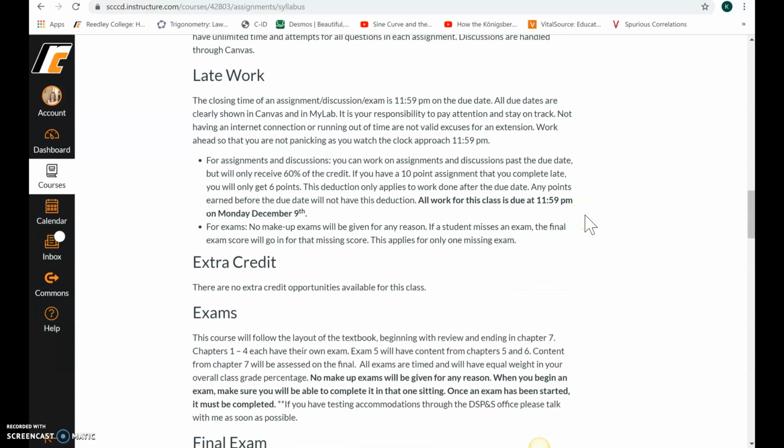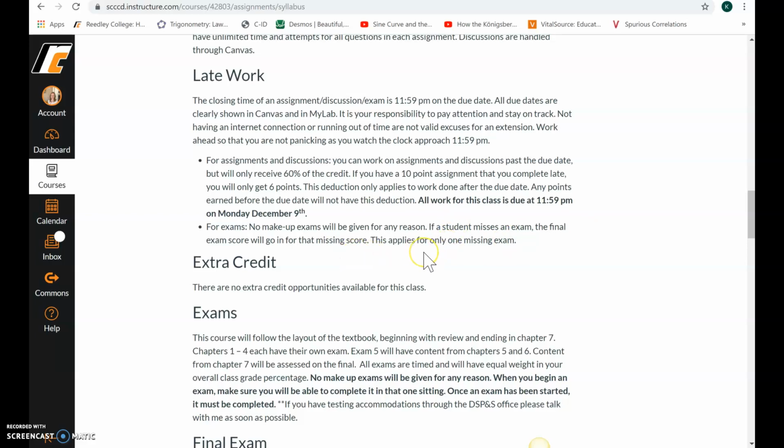Late work for assignments and discussions, you can still work on those past the due date, but you're only going to receive 60% of the credit. So let's say you have a 10-point assignment, you complete it late, you're only going to get 6 points. This deduction only will apply to any work that's done after the due date. Any late work for this class would be due by 11:59 p.m. on Monday, December 9th, same day as when the final exam is due.